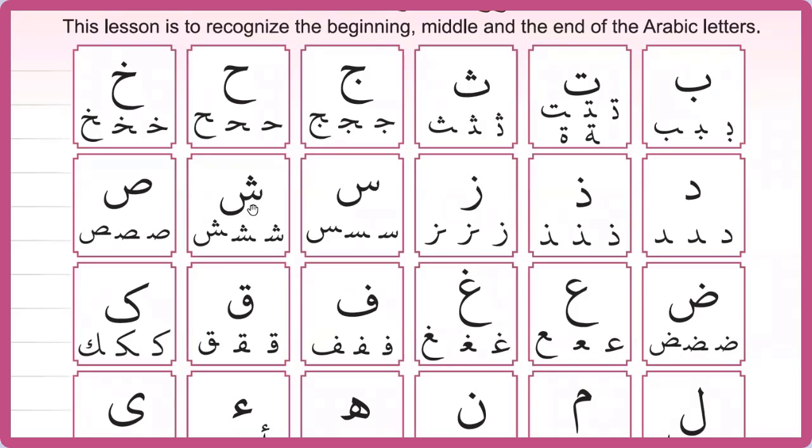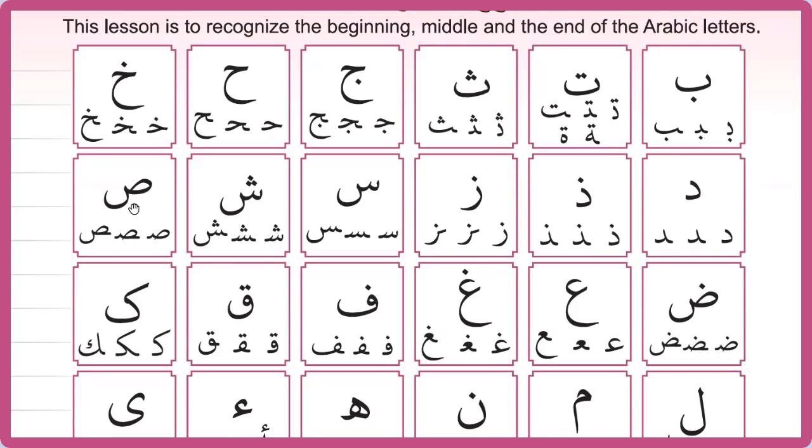Then sheen, it has 3 dots on top of it. So sheen, sheen, and sheen. Then swad. Remember, swad was an awesome letter. Kha was the same. So swad is an awesome letter. You have to pronounce it heavily, and for that the back of your tongue should remain elevated.